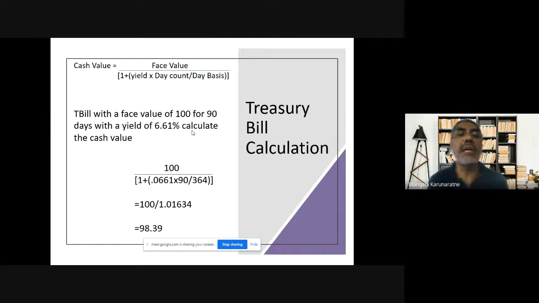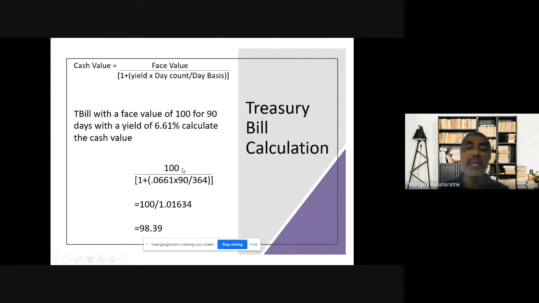A T-bill which has a face value of 100 for 90 days with a yield of 6.61. This 6.61 is the yield; both parties have agreed. 6.61%, calculate the cash value. When you say 6.61%, this is an annual rate. Usually we get the annual rate; for any instrument, when they quote the rate, you get the annual rate. 6.61 is the annual yield that these two parties have agreed upon to trade this treasury bill.